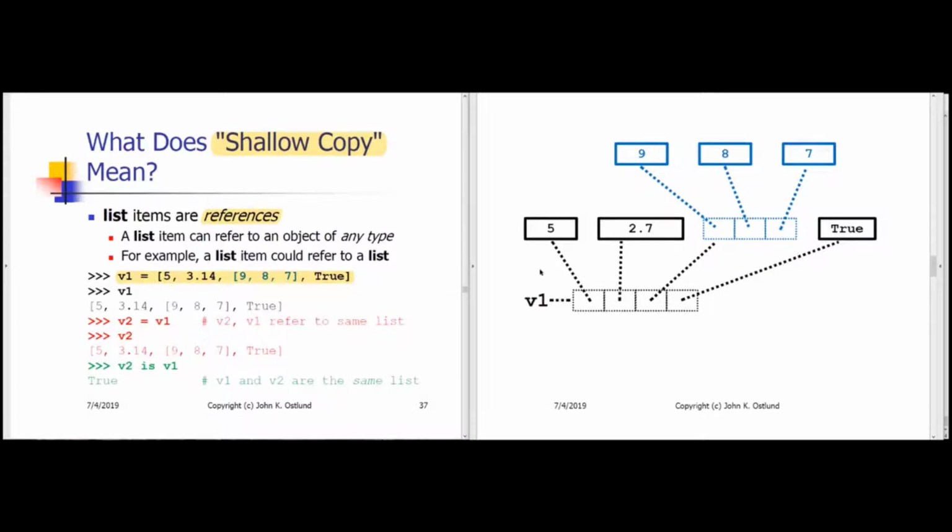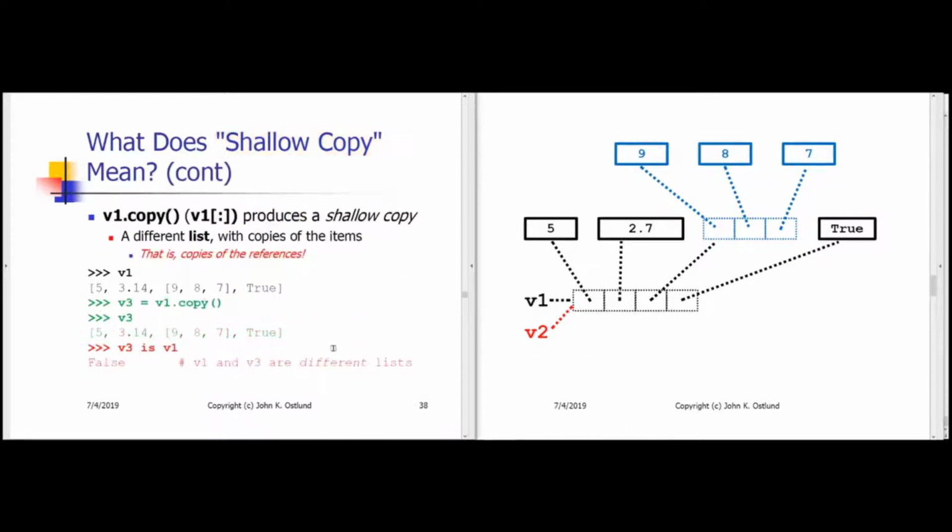When I then say V2 gets V1, that creates V2 as a reference to the same list that V1 is a reference to. Now, at the top of the first statement here in slide 38, I'm just redisplaying V1 so that we can see what it is. And of course, I still have my typo here, but we'll ignore that.